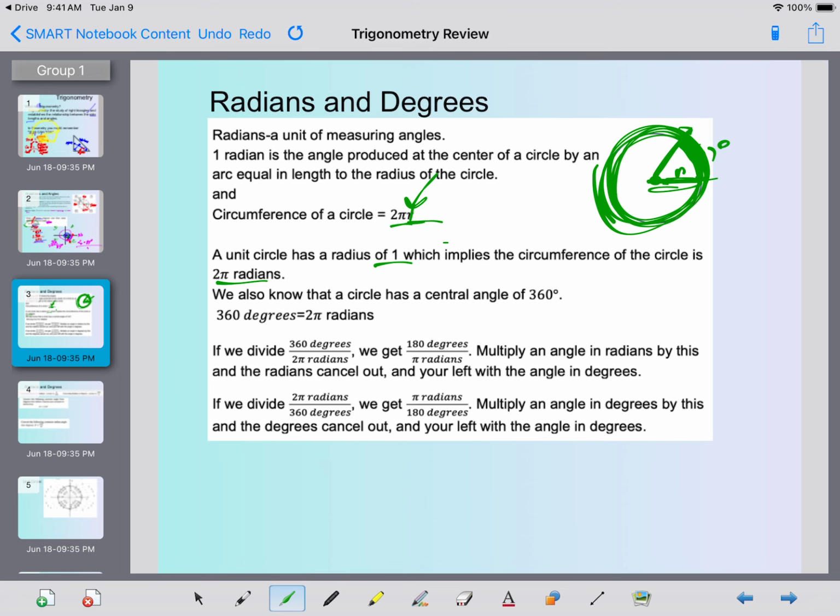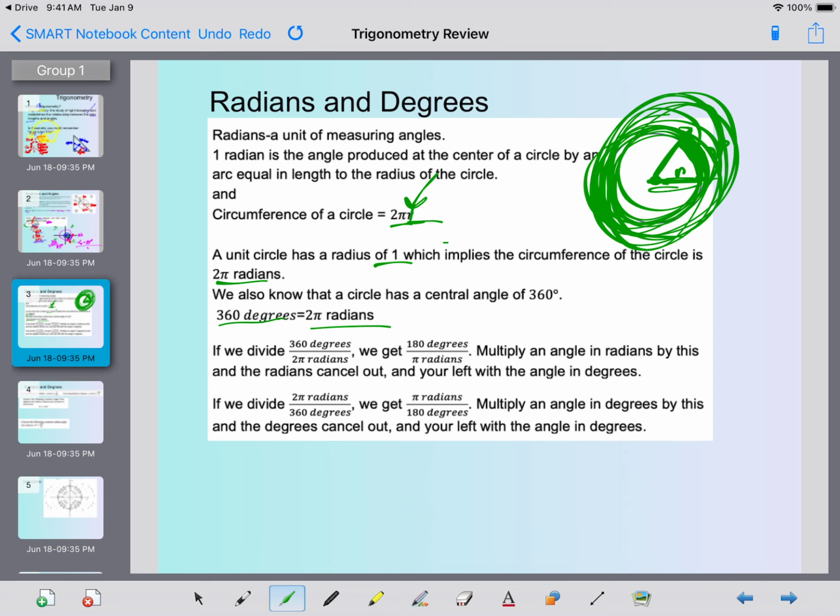You also know that a circle has a central angle of 360 degrees, which means that the circumference is 360 degrees. So if the circumference is 360 degrees and it's also 2 pi radians, now you know that 360 degrees, or a circle, is just 2 pi radians. 360 degrees equals 2 pi radians.